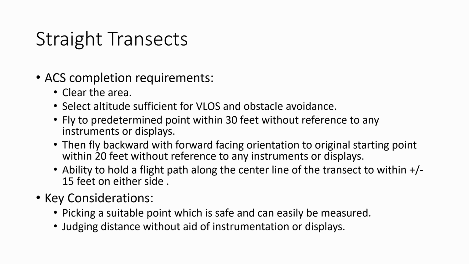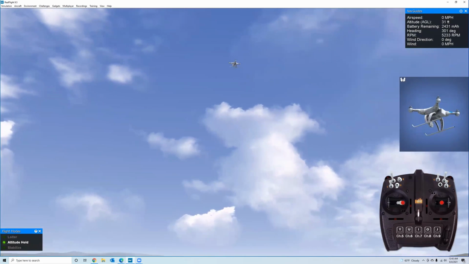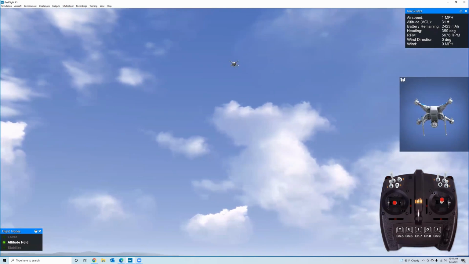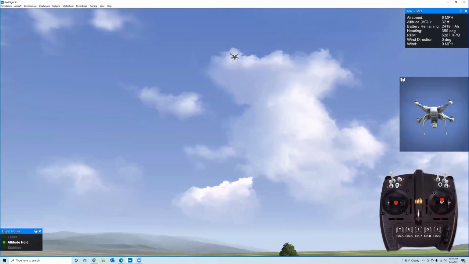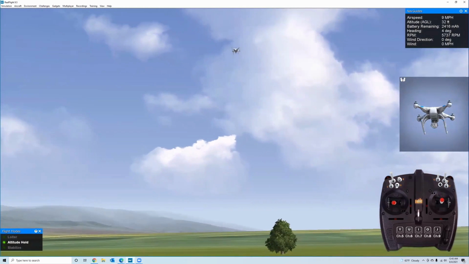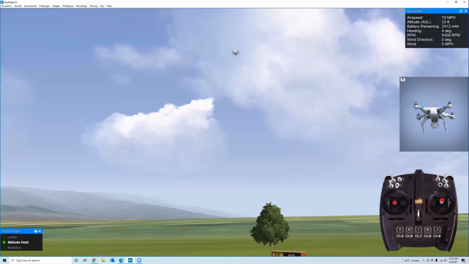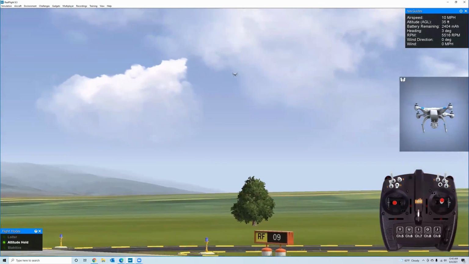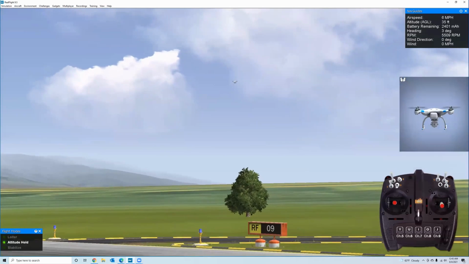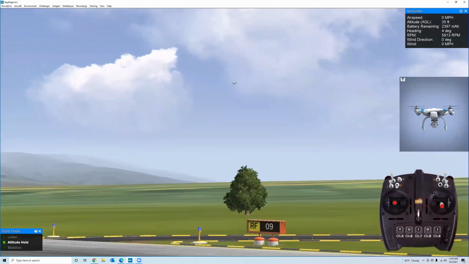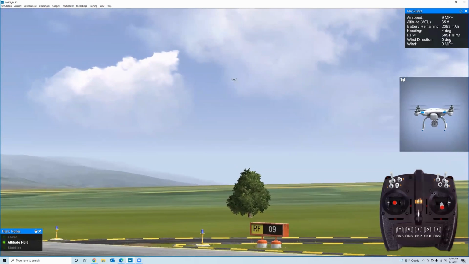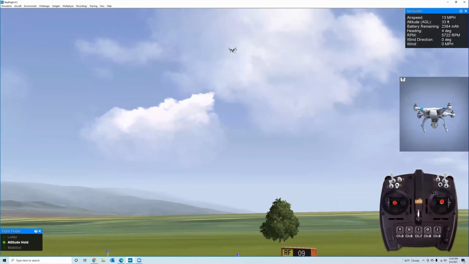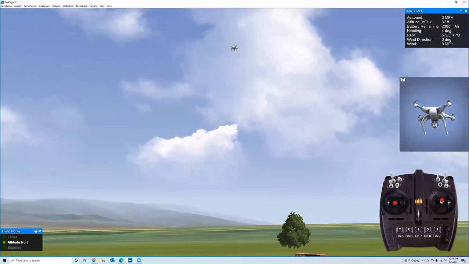The next maneuver we're going to talk about is straight transects. In this maneuver, we will use the left stick to yaw the aircraft towards a point that we want to go to. We will then push the right stick forward and have the aircraft fly out to a certain point. In this case, this point is the tree. Upon reaching the tree, we will stop our forward movement by releasing the pressure on the right stick and then bring the aircraft back by pulling the right stick down. We'll do this until we get over our original starting point. Throughout the maneuver, we try not to use the left stick to control yaw.